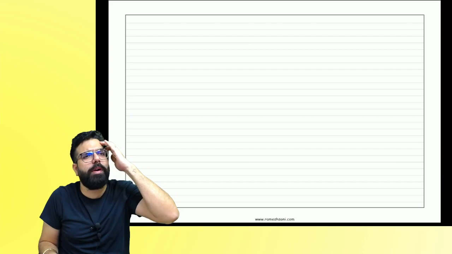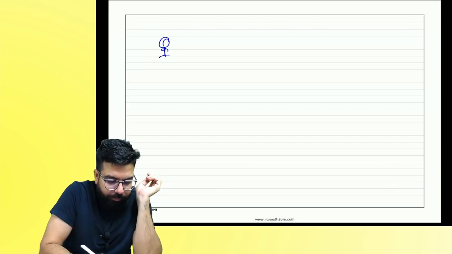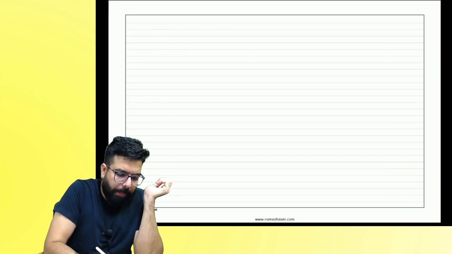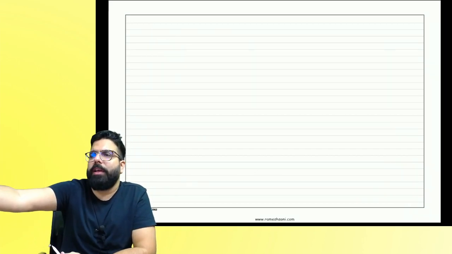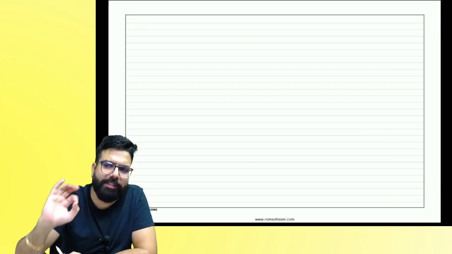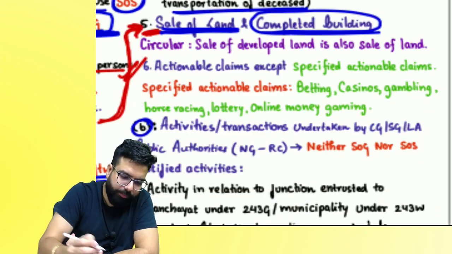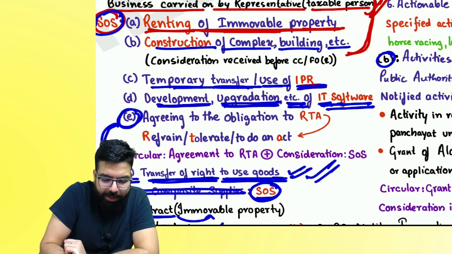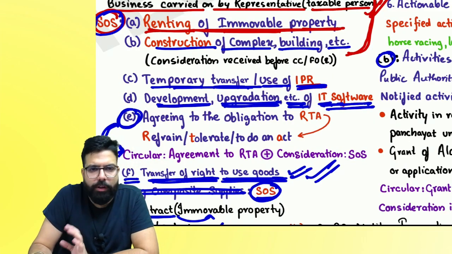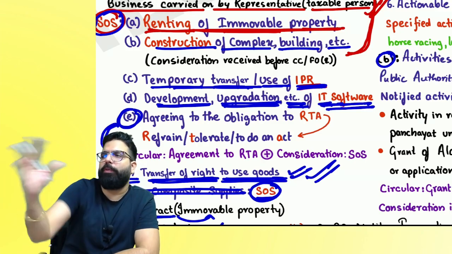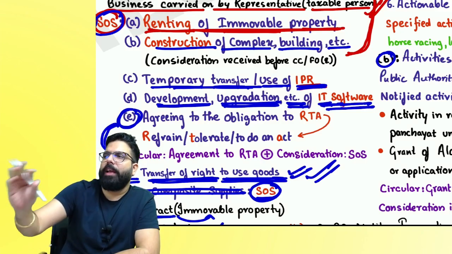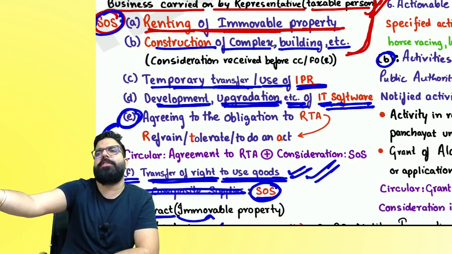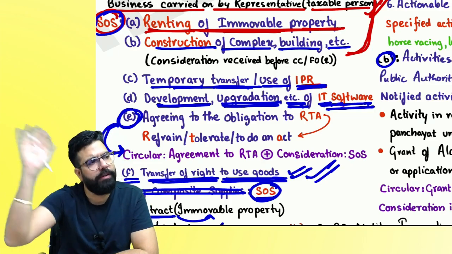What is construction, everyone? I will give you money, you will make the building for me. Is construction a service? They have told simply over here: construction of a complex or building for anyone is a supply of service. If I do construction of a building, complex, anything for you, and you are paying me money, I am giving you construction, and construction is a supply of service.